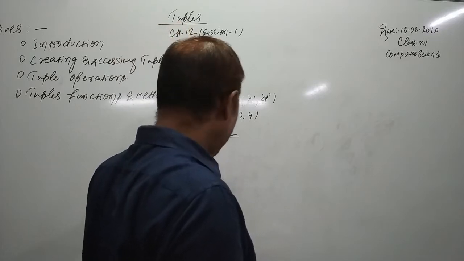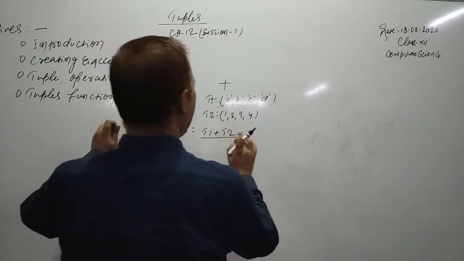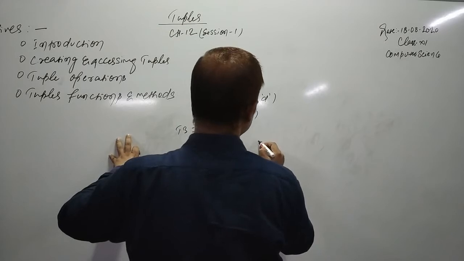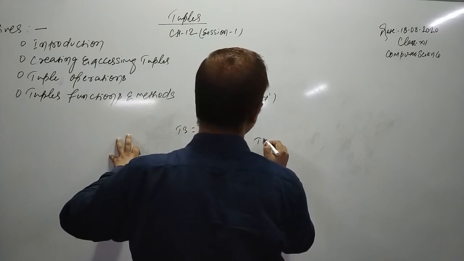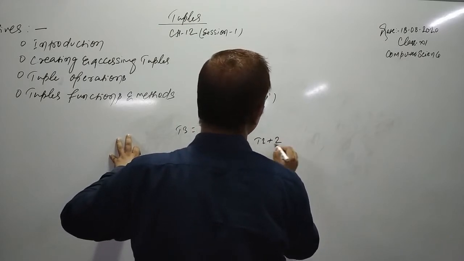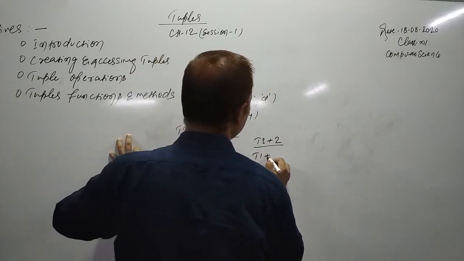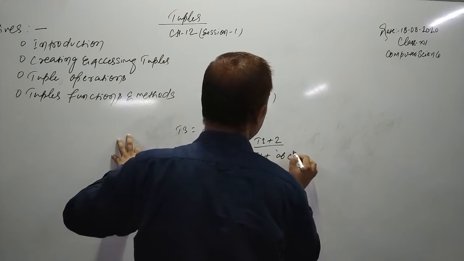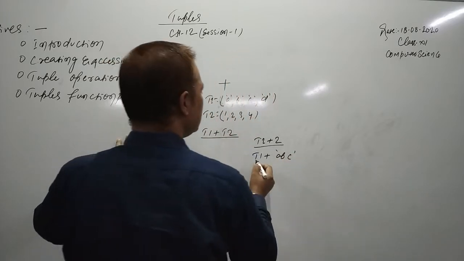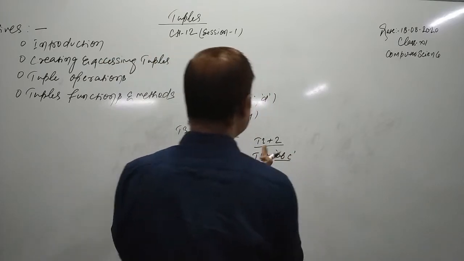But mind it, you cannot add anything other than a tuple to a tuple. If someone uses T1 plus 2, it is not possible, it gives an error in Python. If someone says T1 plus ABC, again an error in Python, because both sides should be of tuple type.